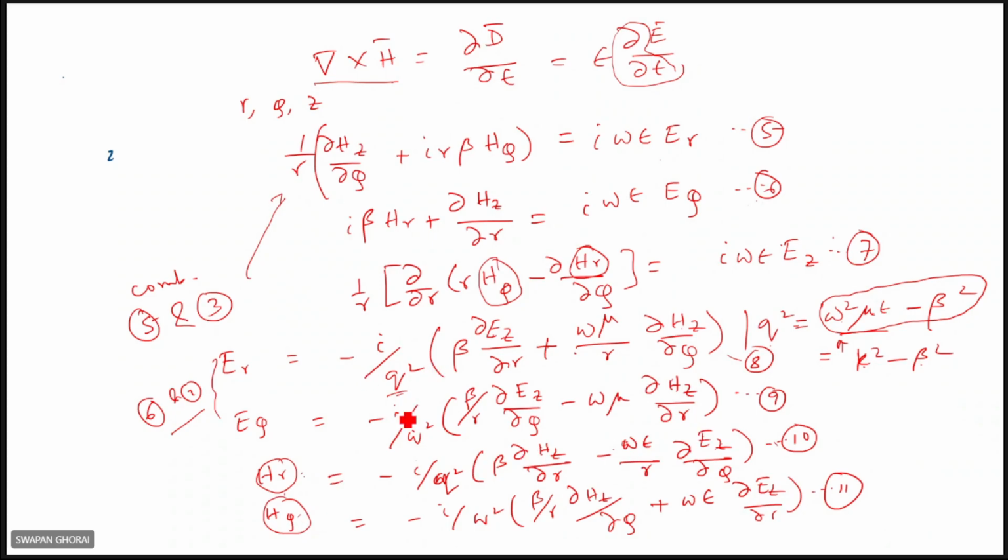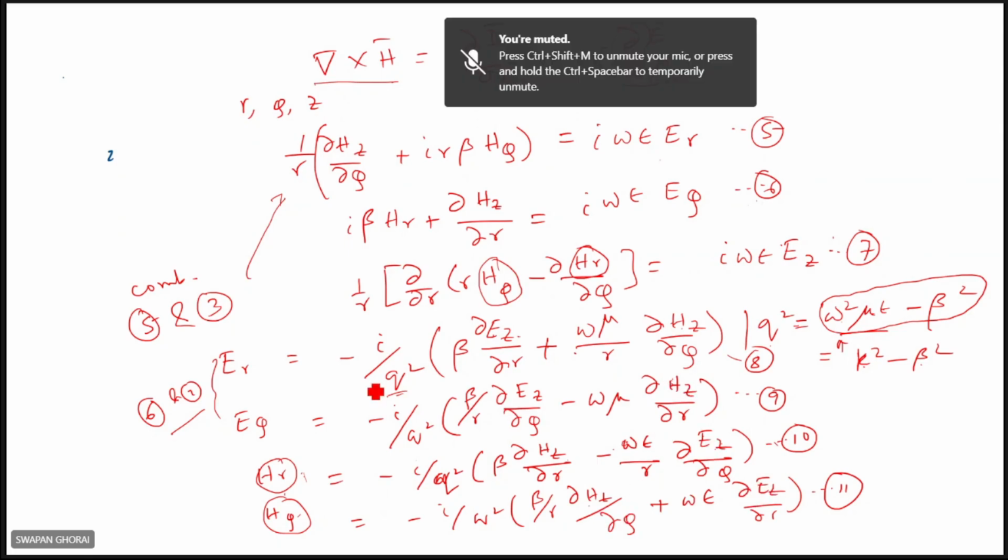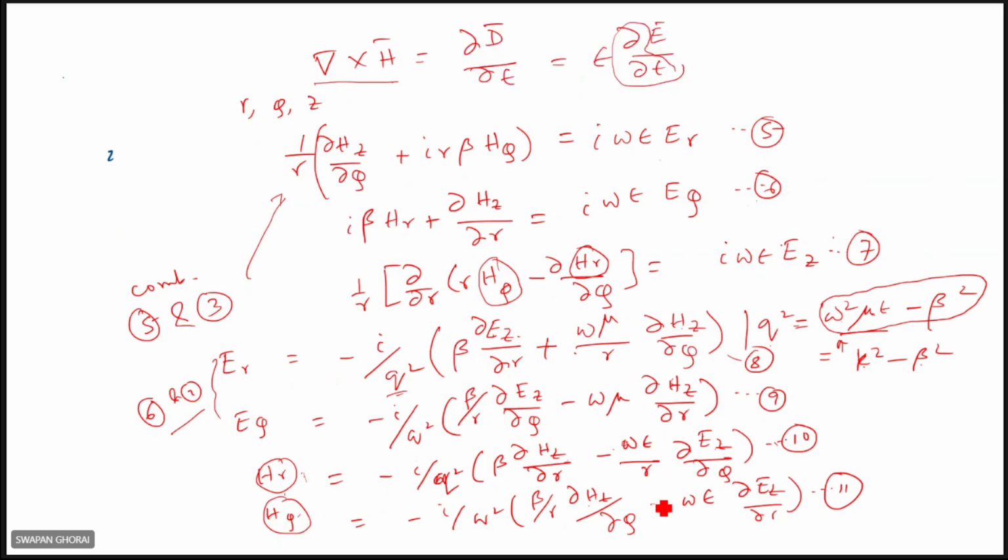So if you now see these 4 equations, you are getting these in terms of EZ and HZ. You see EZ, HZ, EZ, HZ, EZ, HZ, EZ. So that means you are getting transverse components in terms of longitudinal components. That's what we have done, right? These are the field components through Maxwell's equations.